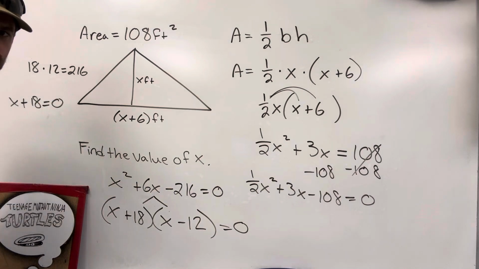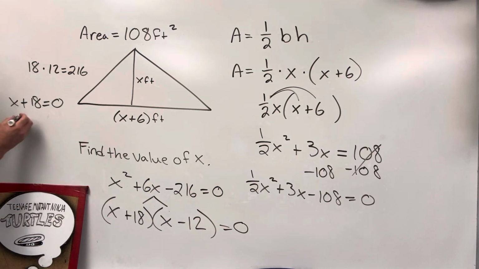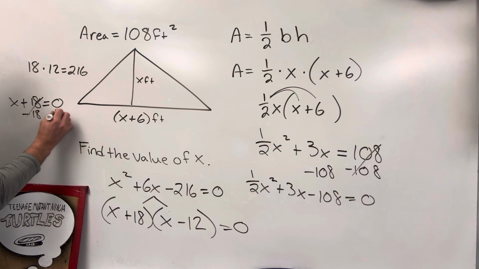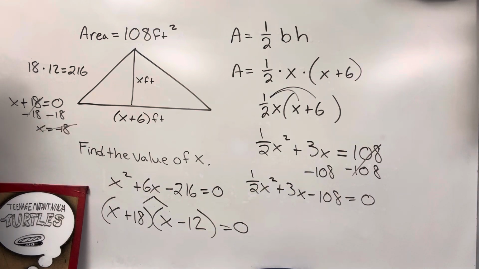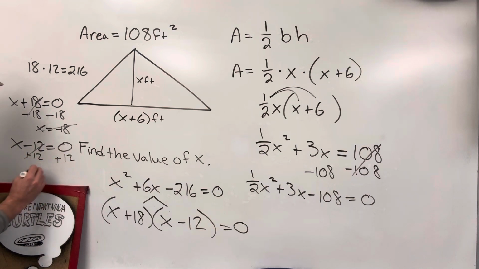Make sure that's still in frame. Yep, you can see that. We'll solve that. Minus 18 cancels minus 18. x could be negative 18. Does that make sense for this problem? No, we can't have a negative distance, so it's not that. x minus 12 equals 0. We're going to add 12, x equals 12. So what I would tell you right now is that's the value I'm going to be using.